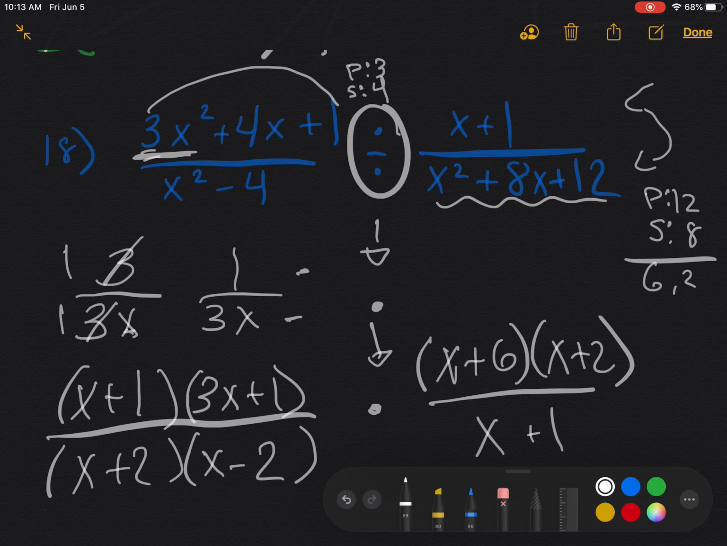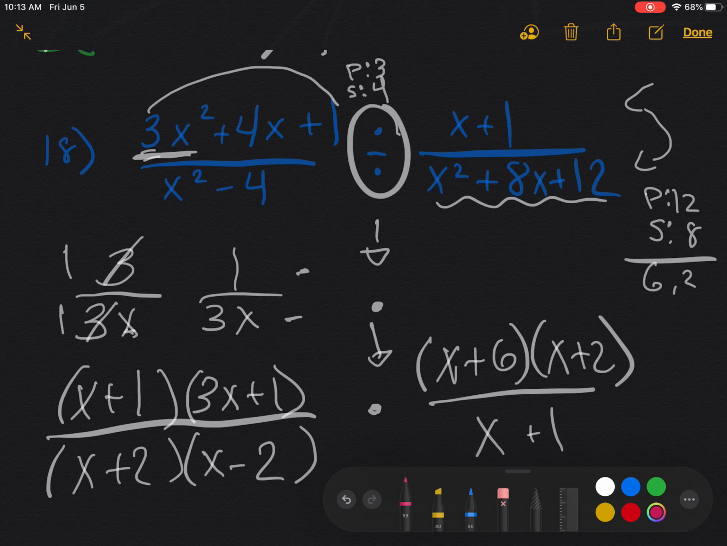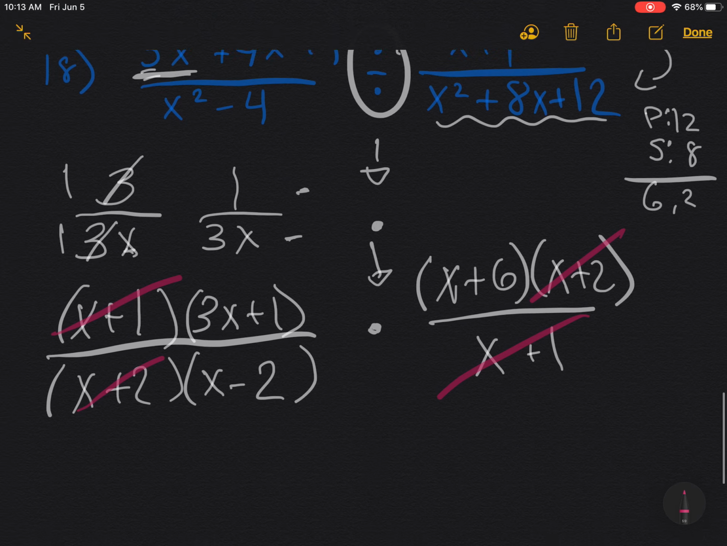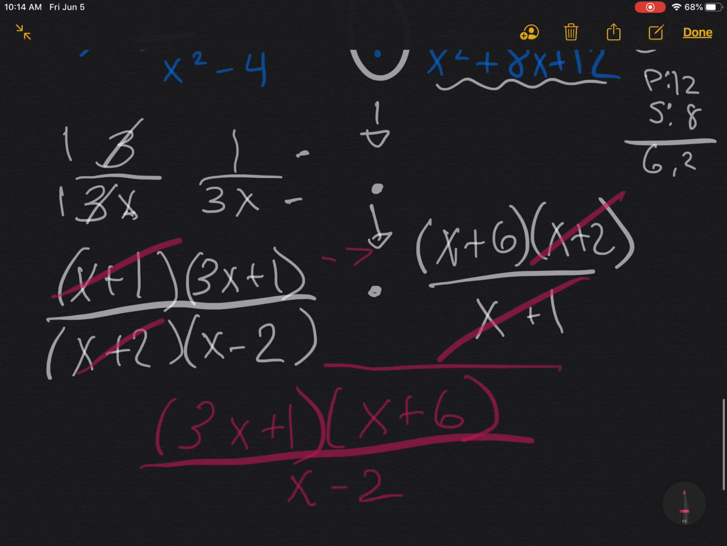Now the fun part. Let's slash out. Let's be fancy here since this is the last problem. Let's use pink. Okay. What's the same? X plus 1 by x plus 1, x plus 2 by x plus 2. And nothing else is the same. So now whatever's left over, we just put together. We're not going to multiply them. That would be more work than we need to do. And then that denominator. And that's it.